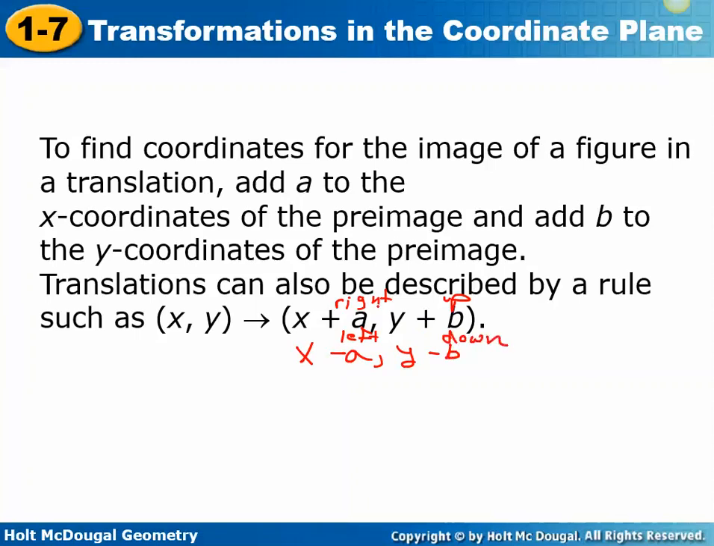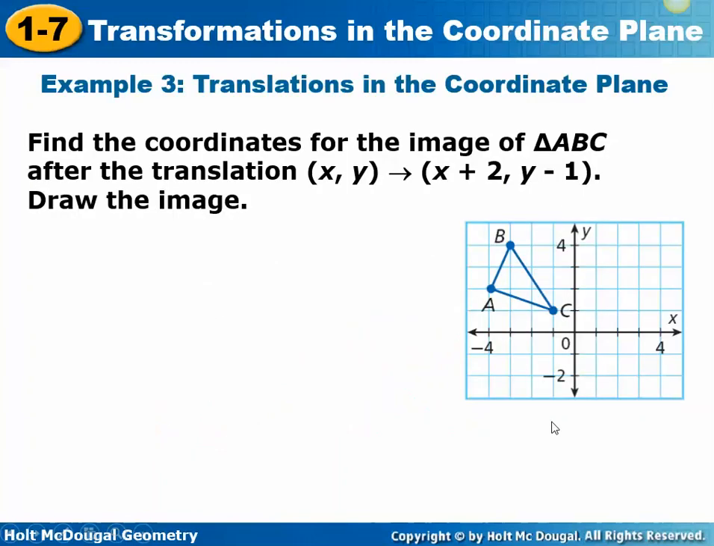Now, of course, you might go to the right and down, so you might have x plus a, y minus b. You don't always go to the right and up or to the left and down. You can mix and match these as you need to. So these are the rules written in arrow notation, but that's really what you're doing. You're just adding or subtracting from the x-coordinate and from the y-coordinate, depending on what the translation is.